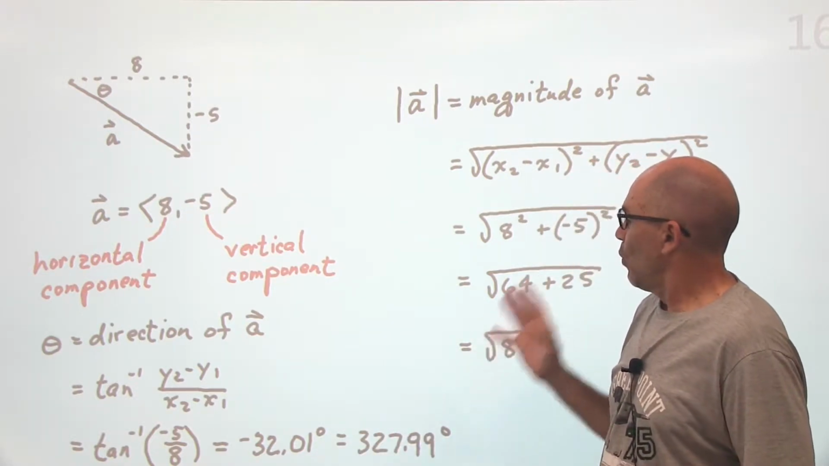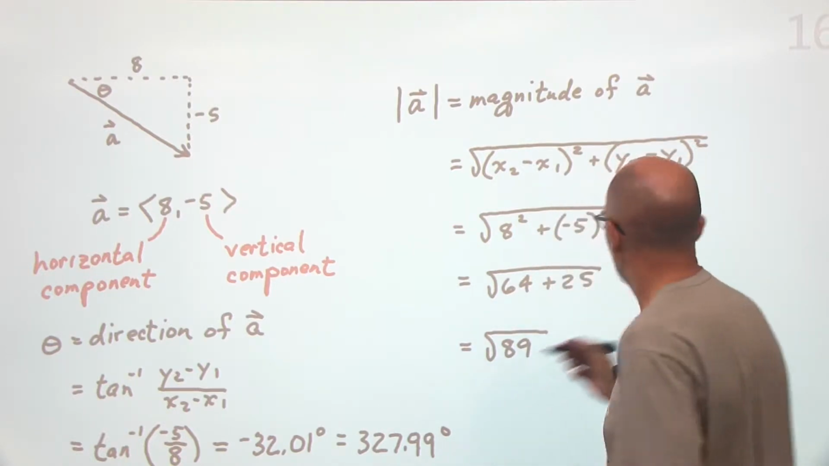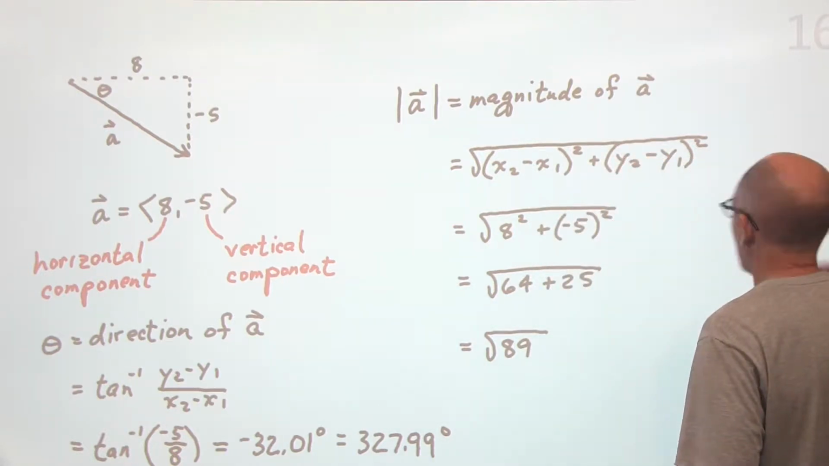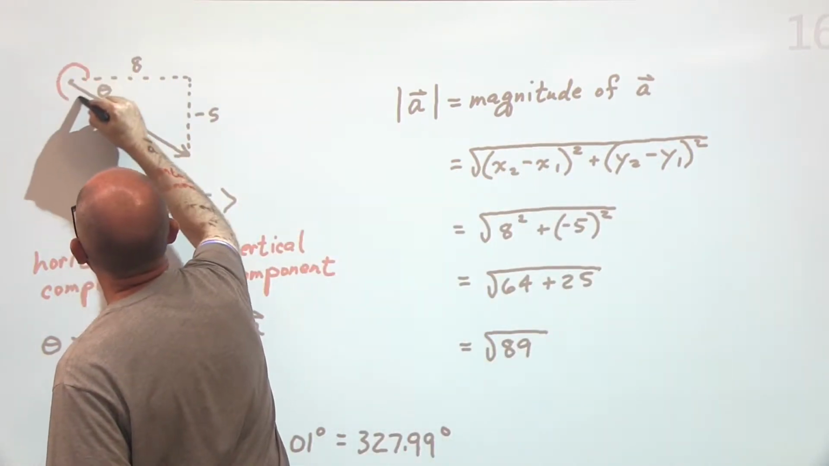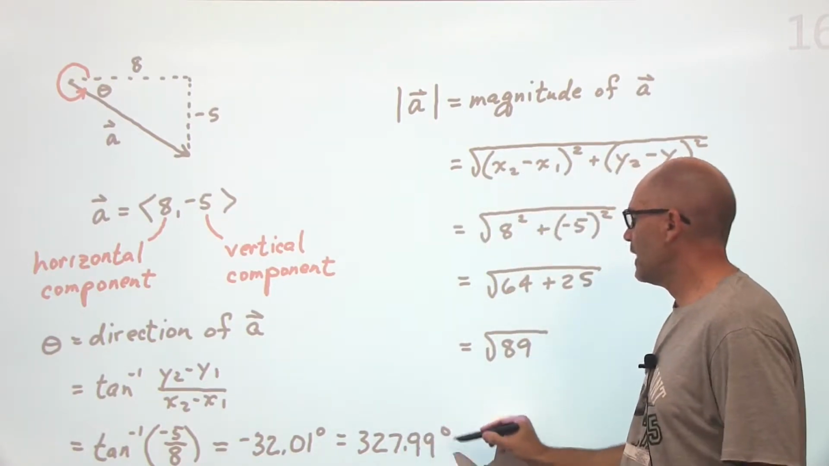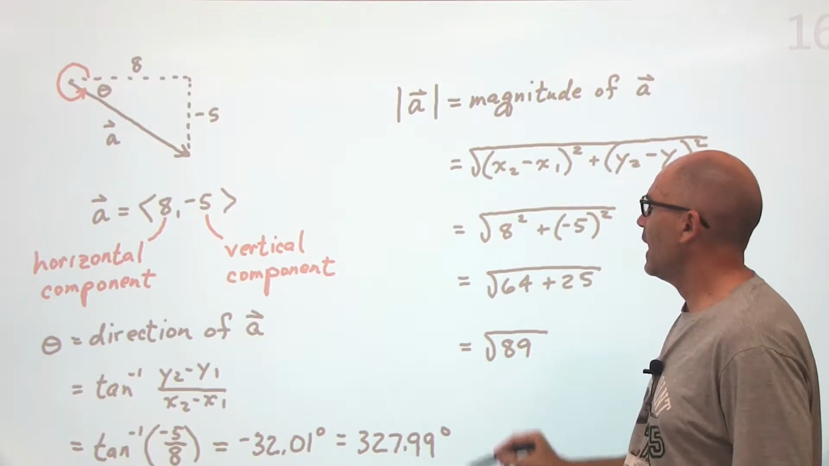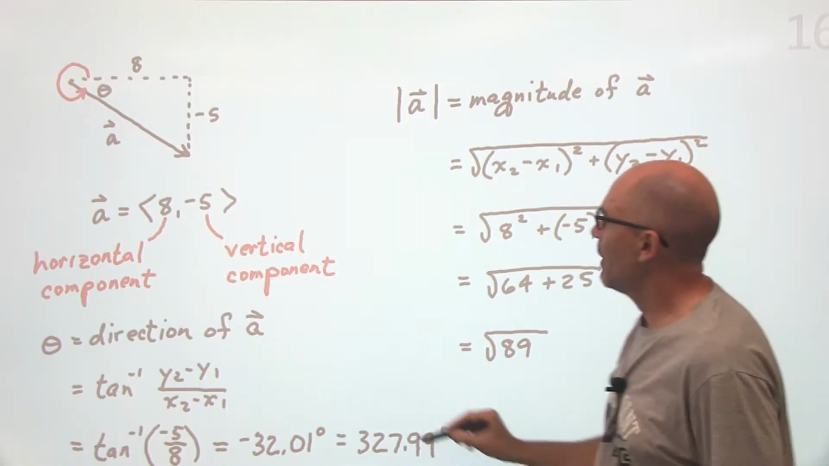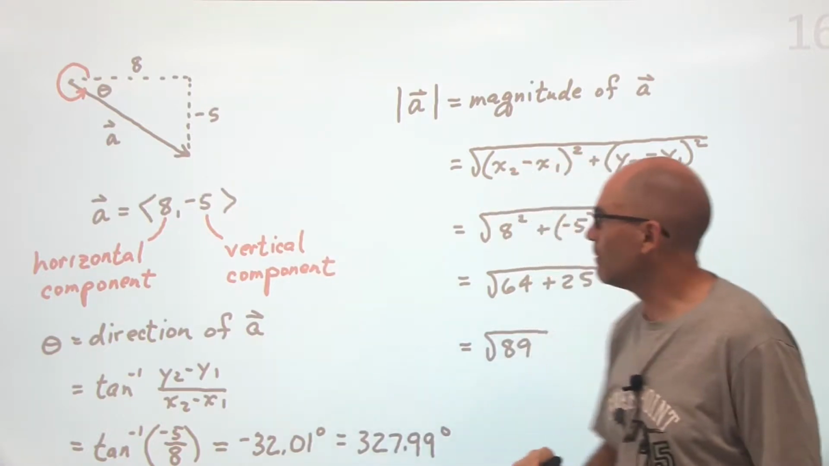Now, we would rather always have positive thetas. So really, our theta here is going to be the angle all the way around like this, which would be 327.99 degrees. So that's theta, 327.99 degrees. That's my angle, or that's my direction of vector A.